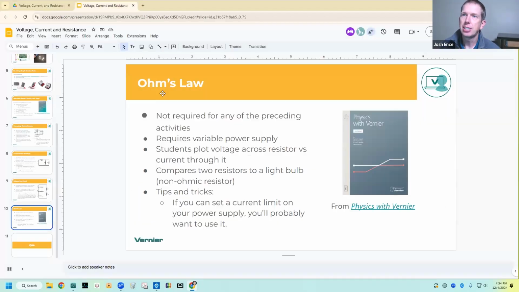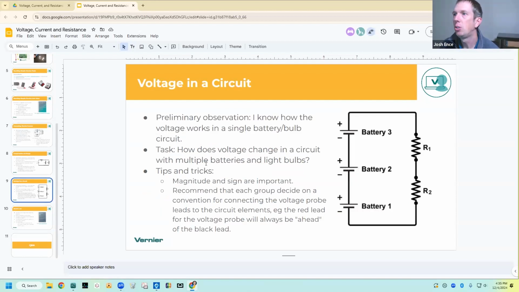That's the kind of sequence that I recommend. Like I mentioned before, these work well with the batteries and bulbs. You can also do these same activities with the Vernier circuit board. The biggest difference with the circuit board is in this third activity, when you have multiple batteries, you actually have to pick the batteries up out of their battery holders and flip them around the opposite way.